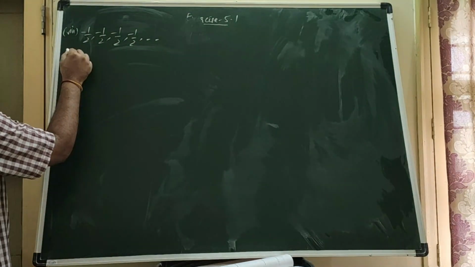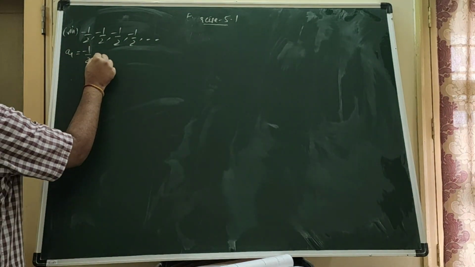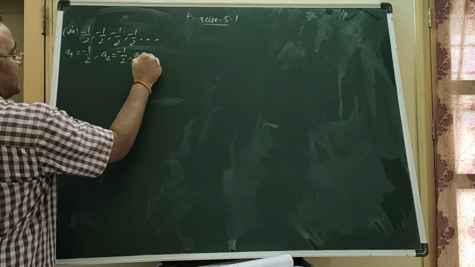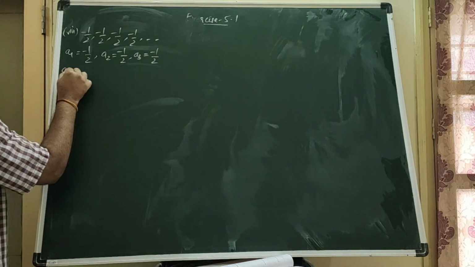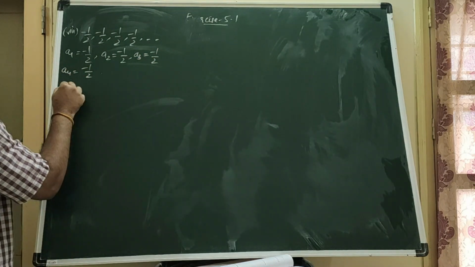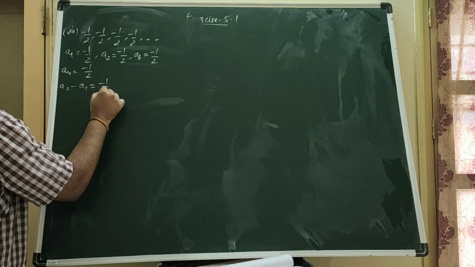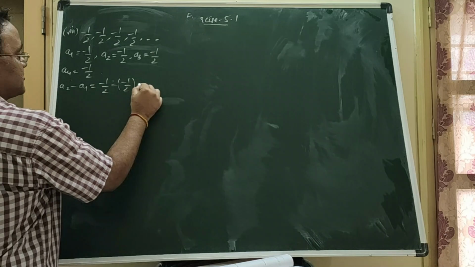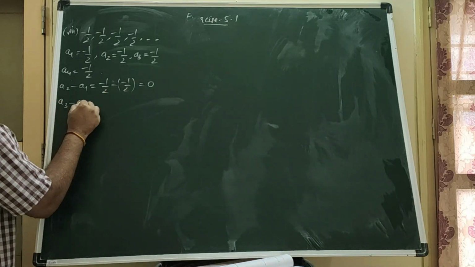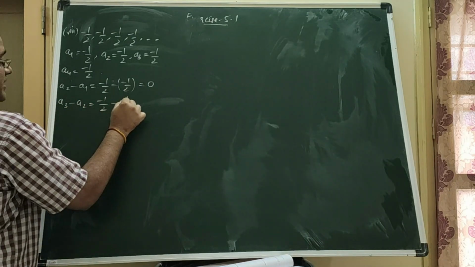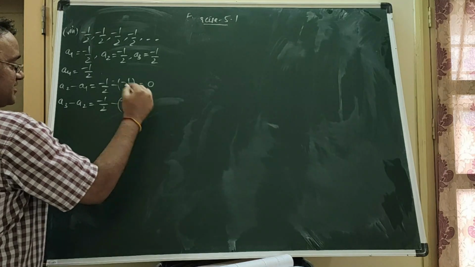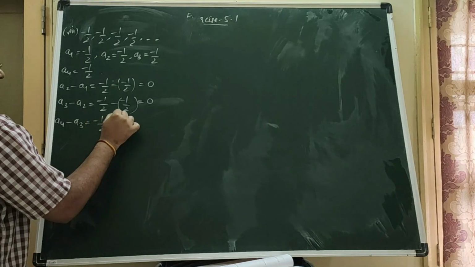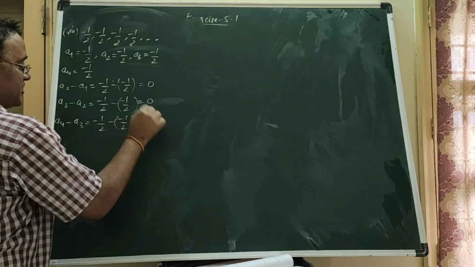Otherwise we can show it like this. A1 is equal to minus half, A2 is equal to minus half, A3 is also minus half, A4 is also minus half. A2 minus A1: minus half minus of minus half will be equal to 0. A3 minus A2: minus half minus of minus half, that is equal to 0. A4 minus A3: minus half minus of minus half is equal to 0.